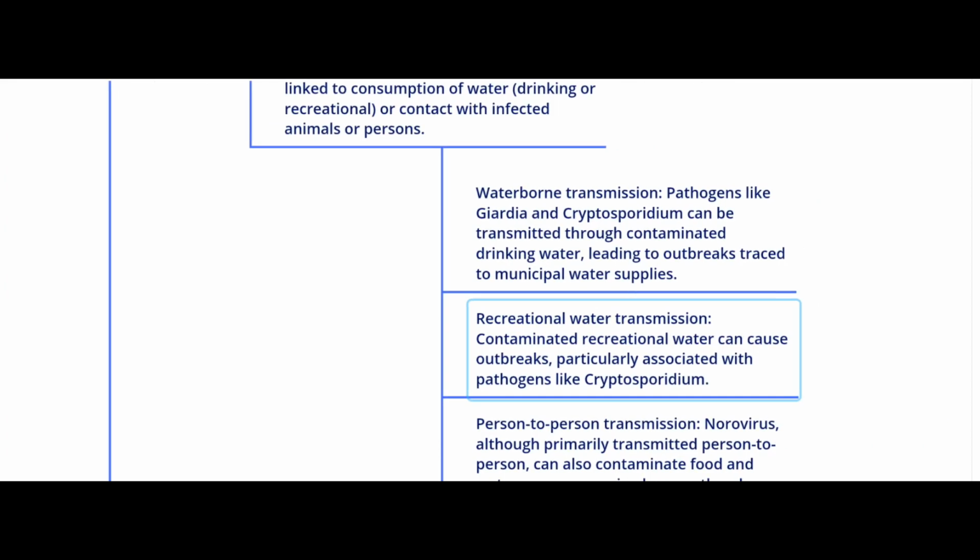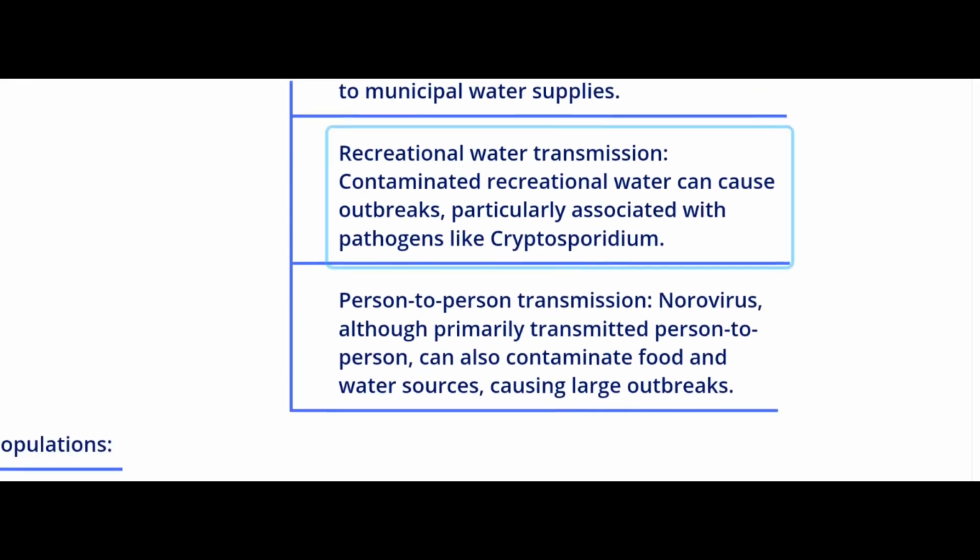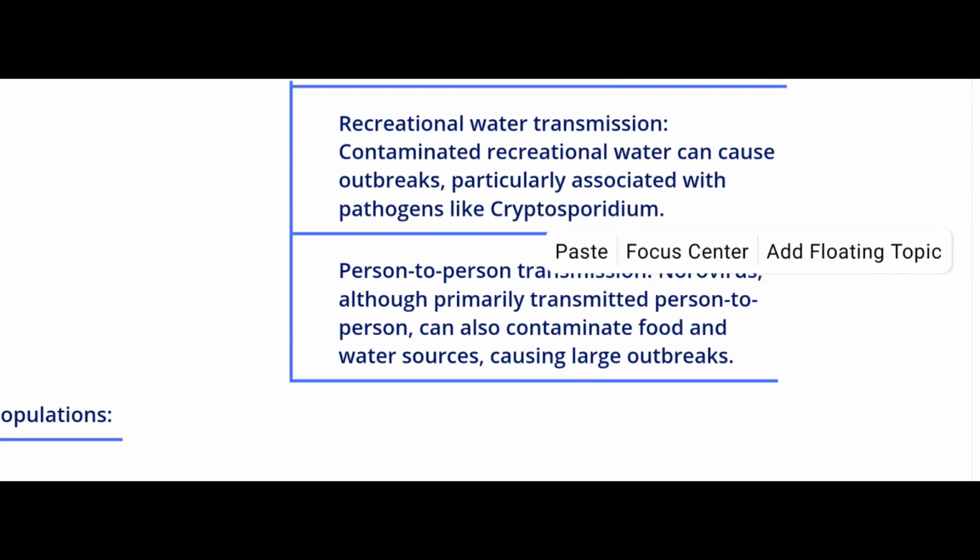Some waterborne transmission is by pathogens like Giardia and Cryptosporidium, which come from drinking water from poor supplies or from contamination of municipal water supplies. We can have recreational water transmission, especially in pools, in areas where we have a lot of kids swimming with no good sanitation. Person-to-person transmission is usually in viruses, and these viruses can contaminate food and water sources and cause large outbreaks, but can also spread from person to person.